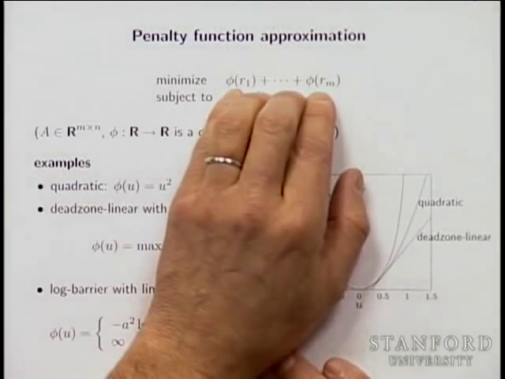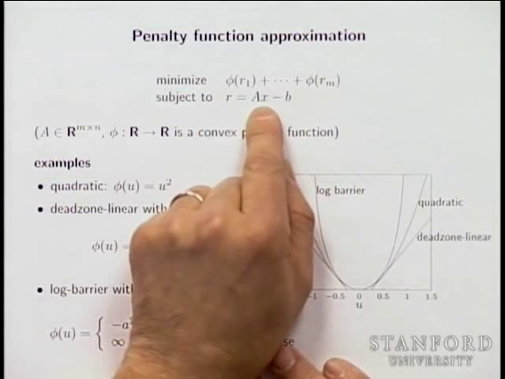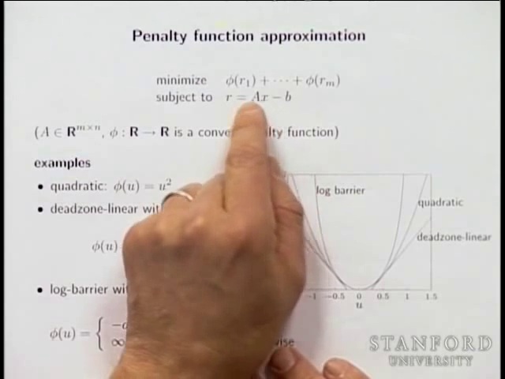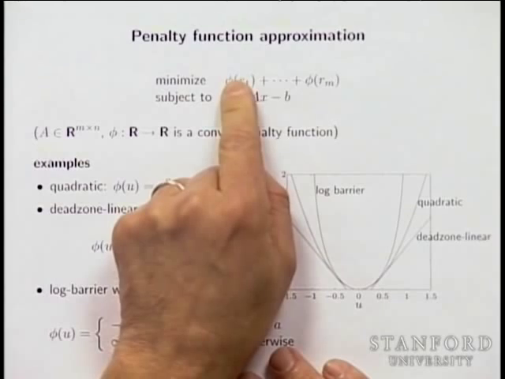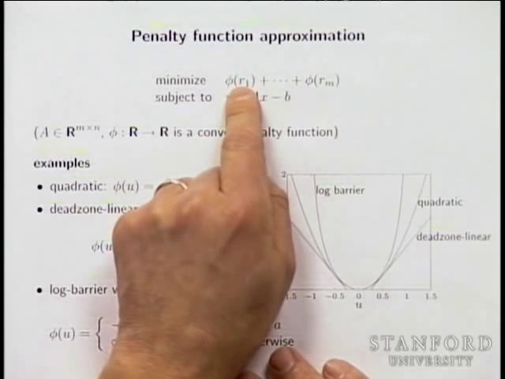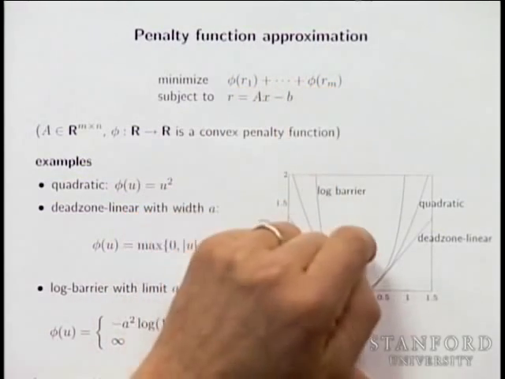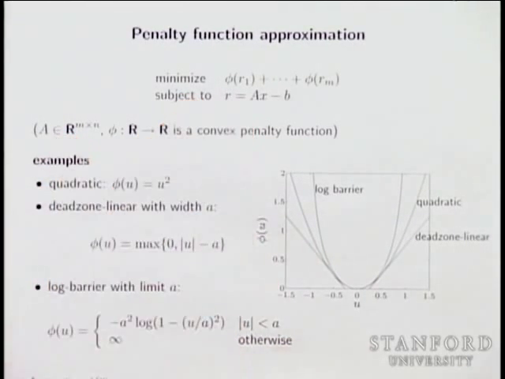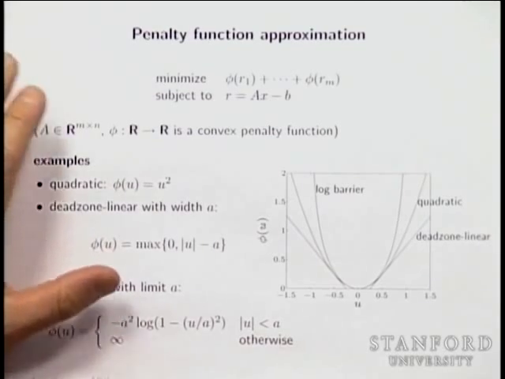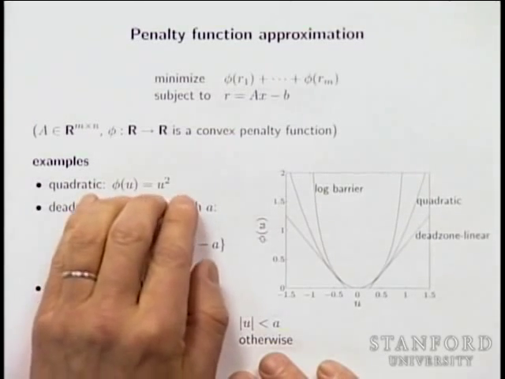Could you parse the objective function? What do you mean by evaluating phi at all of these different values of R? Well, you commit to an X. You say, here's my x, I calculate the residuals, you get m residuals, and you run up a bill. For each residual, I apply my penalty function. That's your total bill. You have to use the same penalty function for each. We don't have to, but we are here. Oh, okay.